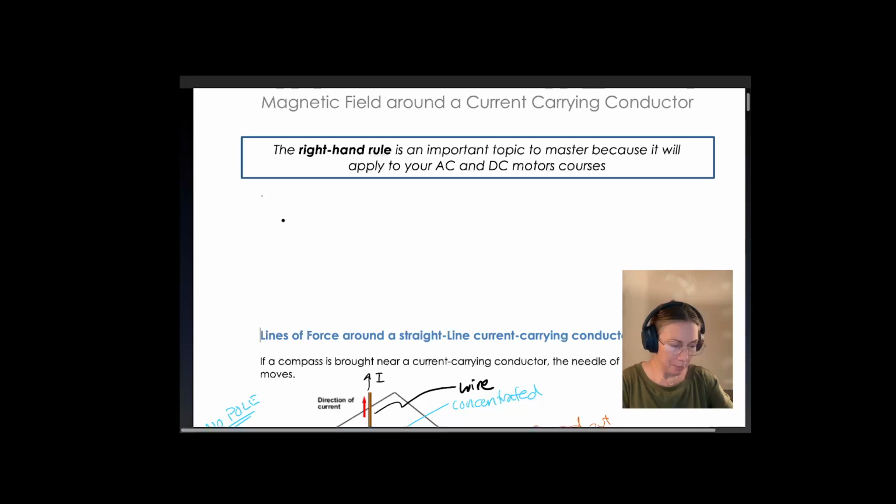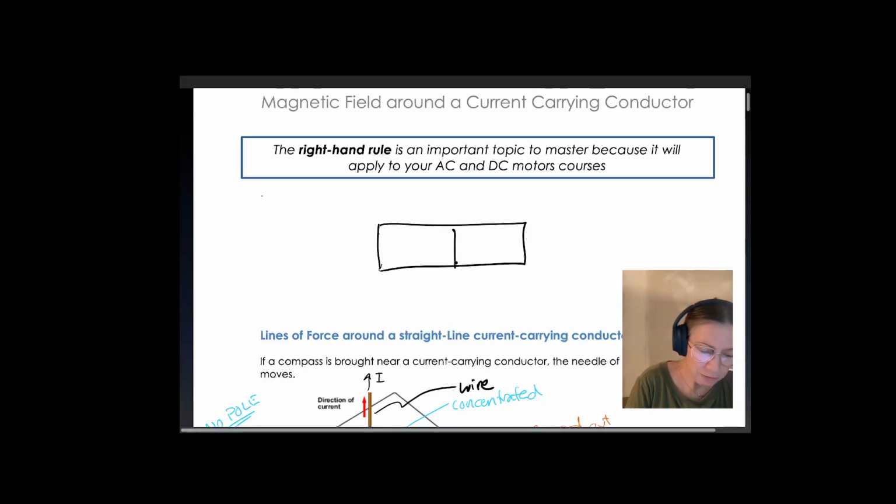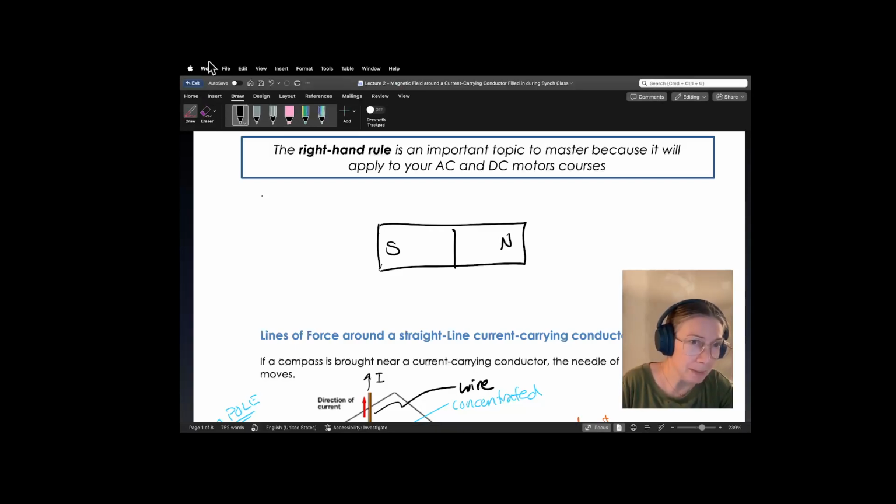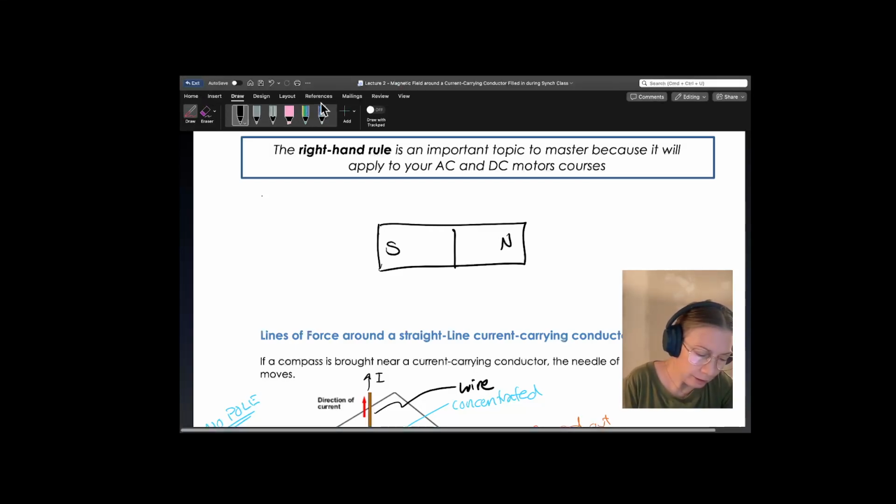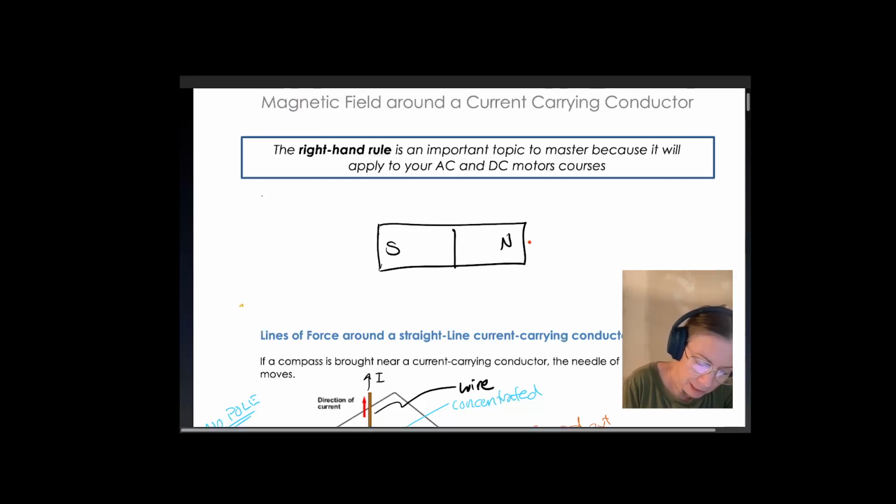A bar magnet, as we know it, looks like this. Sometimes it has two different colors for north and south pole. Here's north and here's south, and we know some principles of magnetism. One of those principles is that there are magnetic field lines around a magnet, and I like drawing those like this. They come out of the North Pole and they go into the South Pole.